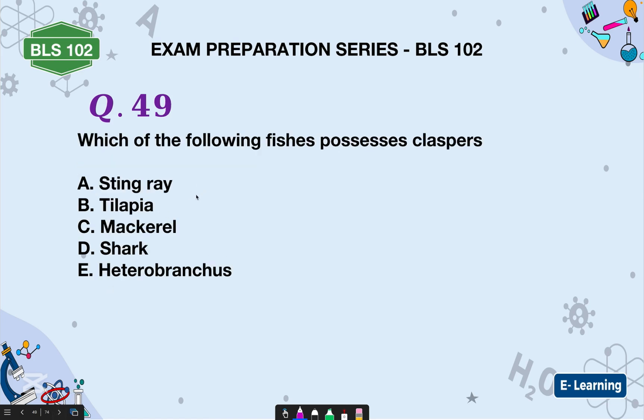Which of the following fishes possesses claspers? Now, shark is the one that possesses claspers. Claspers are male reproductive organs in cartilaginous fishes like sharks.